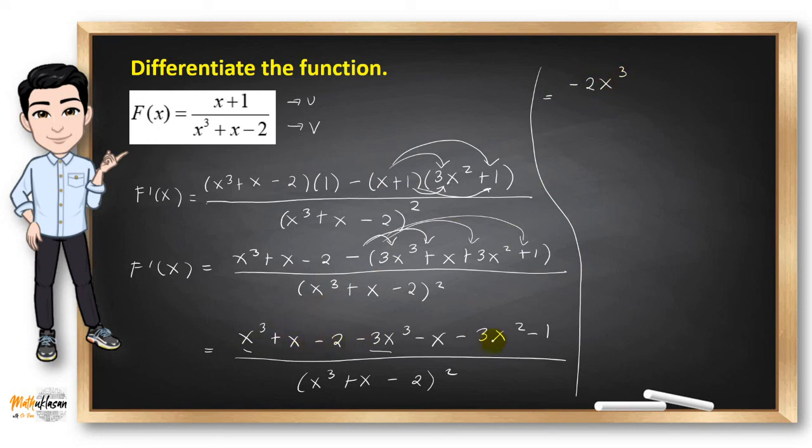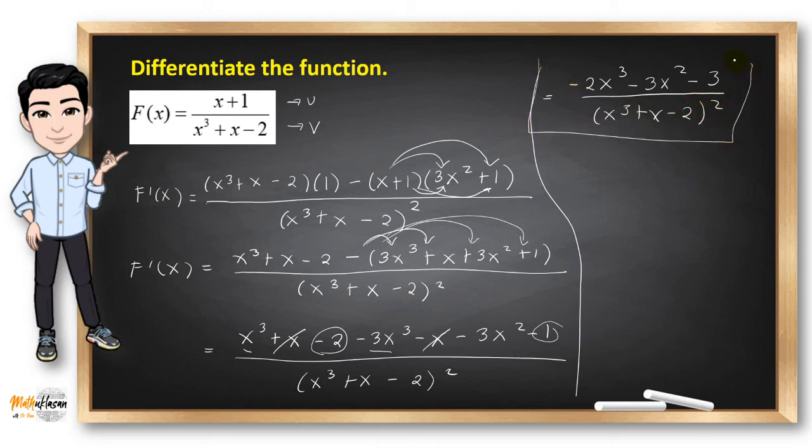Tapos, anong pa ba? Ito. Minus 3x squared. Descending order na yung ating order, di ba? Ayan. So, anong susunod sa 3x squared? Yung may x. So, this time ito, x minus x is 0. So, wala na yung x doon. Then, we have negative 2 minus 1 here. Negative 2 minus 1 is minus 3. Ayan. And we have over x cubed plus x minus 2. Huwag nyo na i-expand yung denominator kasi mas mapapahaba sagot natin. So, yan na yung ating derivative para sa f of x.